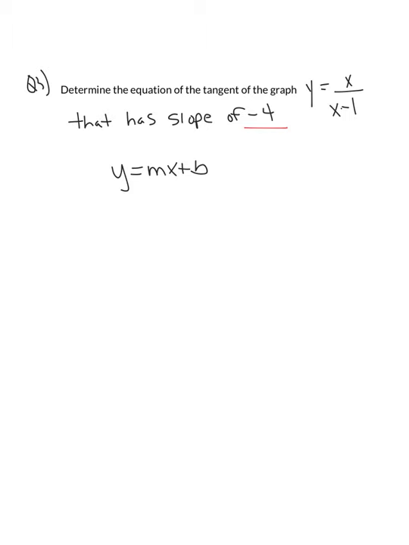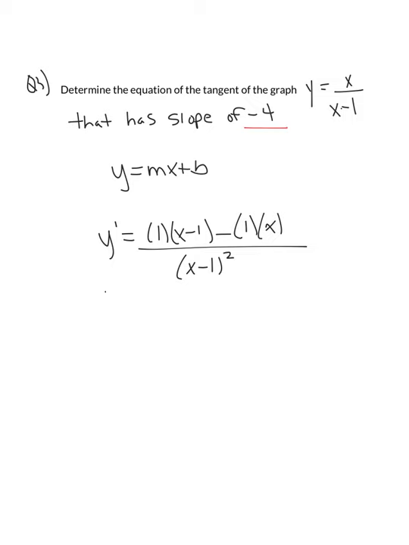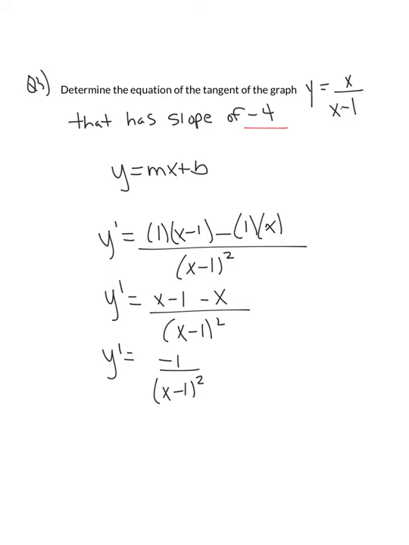So y prime equals the derivative of the top, which is 1, times the bottom, minus the derivative of the bottom, which is also 1, times the top, all divided by that bottom function squared. So y prime equals x minus 1 minus x over x minus 1 squared. And if I tidy that up a little bit, I get -1 over x minus 1 squared.